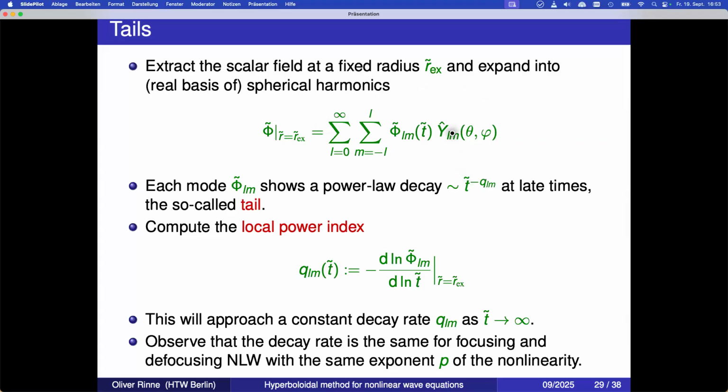Actually, I use a real basis of spherical harmonics, which are almost the standard ones, except that I take linear combinations with respect to m and minus m. In the case of 3 dimensions without symmetries, the standard spherical harmonics are complex quantities. But if you take certain combinations for m and minus m, you get a real quantity. And I want the real quantities, so then the expansion coefficients here are actually also real.